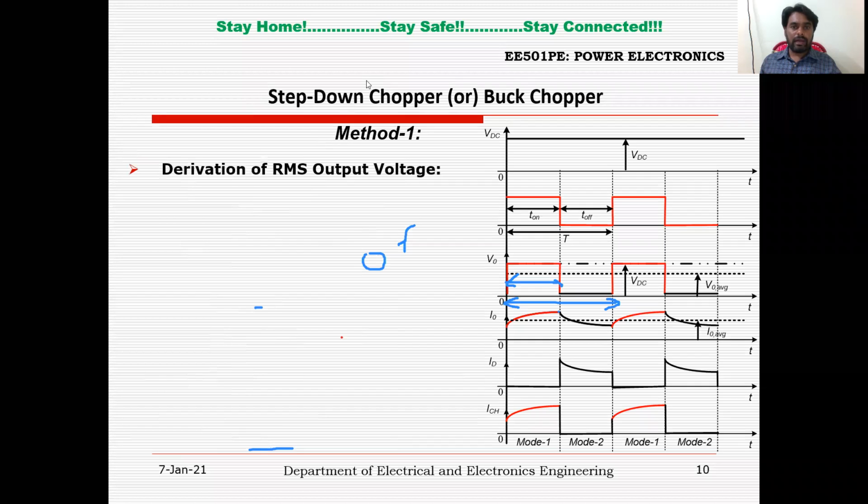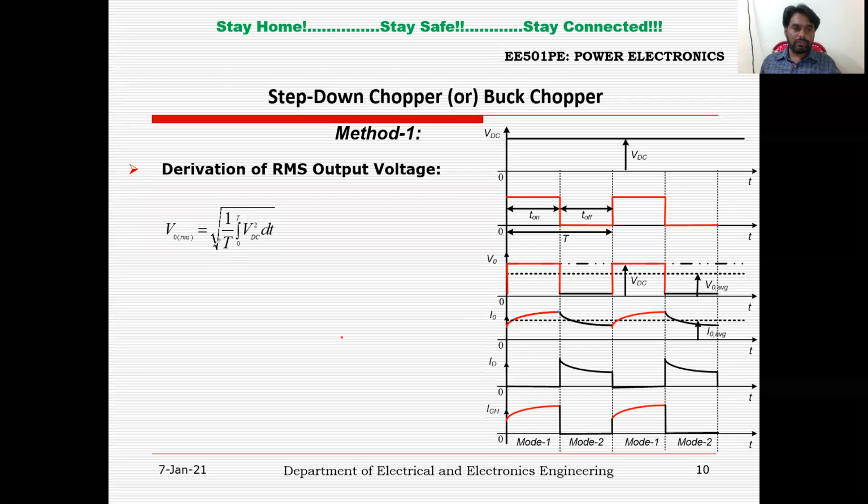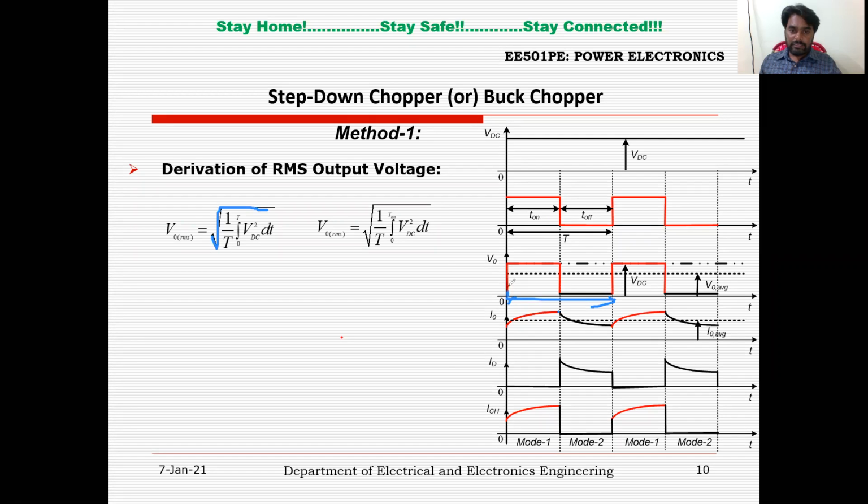Similarly, we can derive the RMS output voltage for this buck chopper or step-down chopper. You just do the root for the root mean square. So now it is root, mean means 1 by T, the total chopping period, squaring the input voltage. So limits are 0 to T into VDC square, right? And you can see in the waveform that we get the voltage across the load only from 0 to Ton. That is why the limits are from 0 to Ton, right?